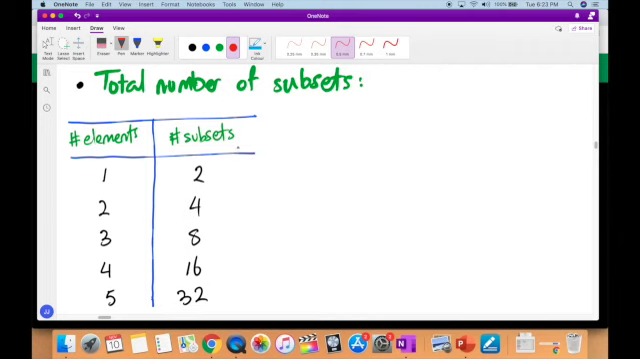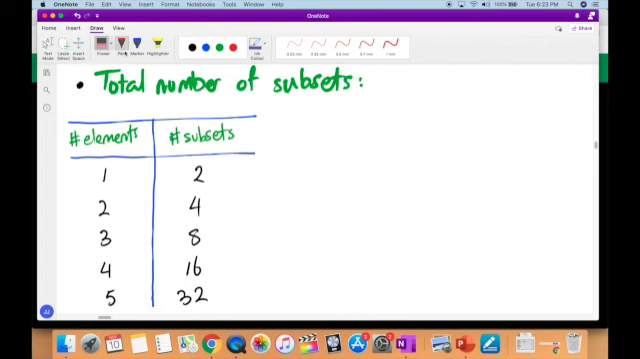No idea? Alright, cool. Well, if somebody gives you a big set and asks you to find how many subsets are in there, obviously you're not going to list out all of the elements, because as you could see, 5 elements is 32 subsets.